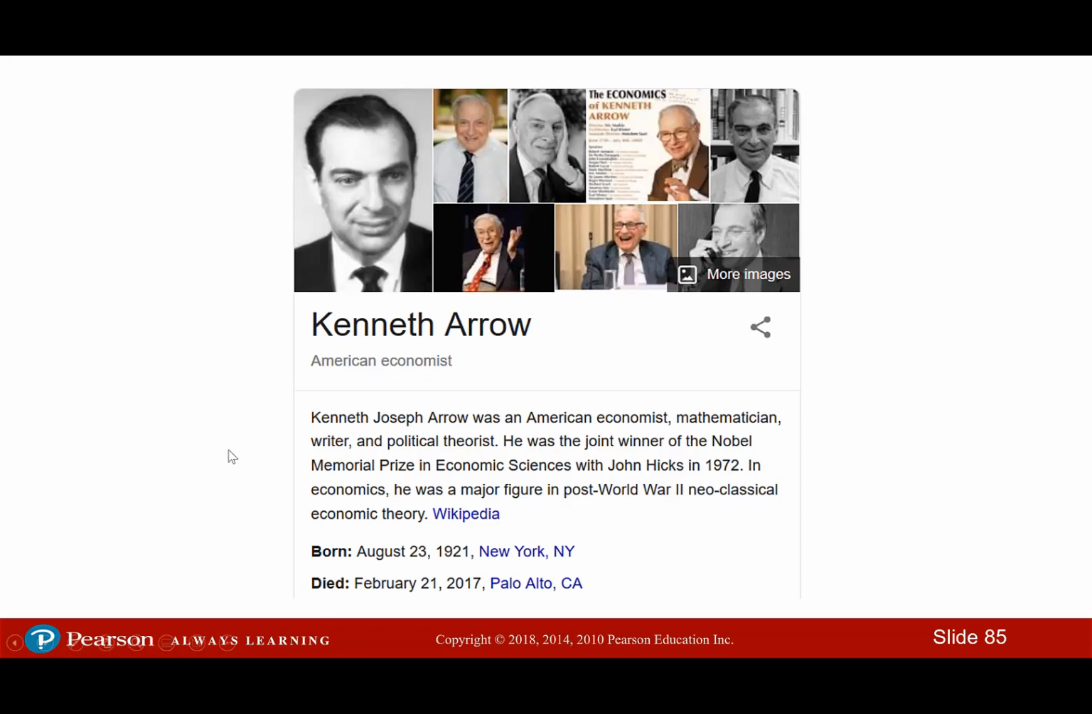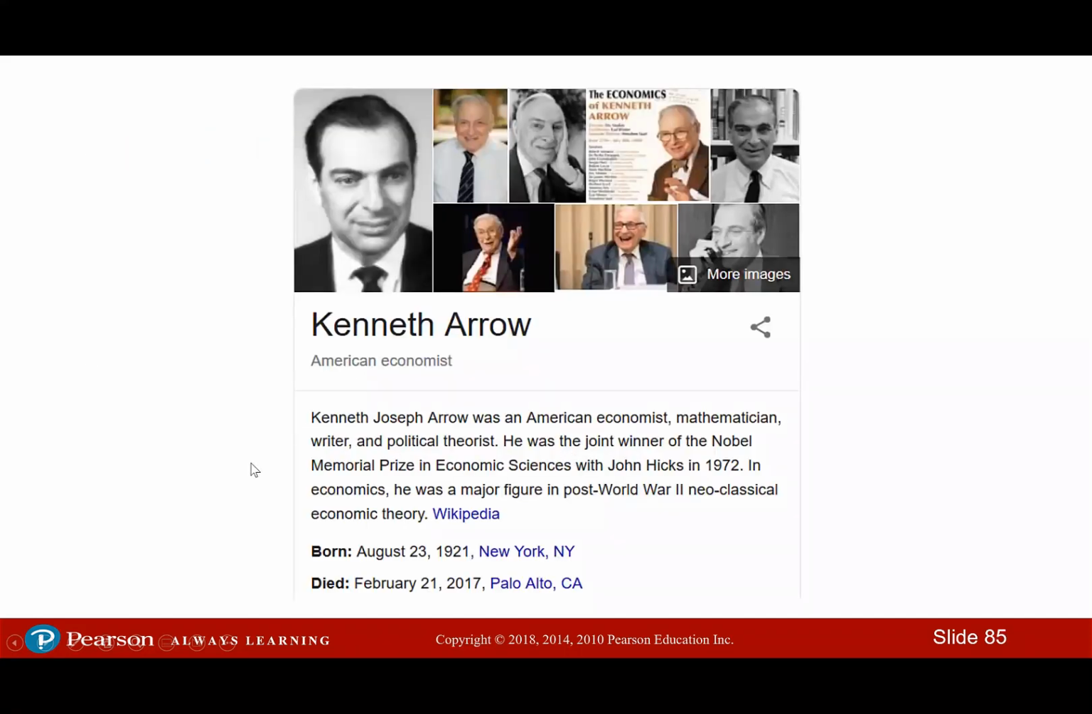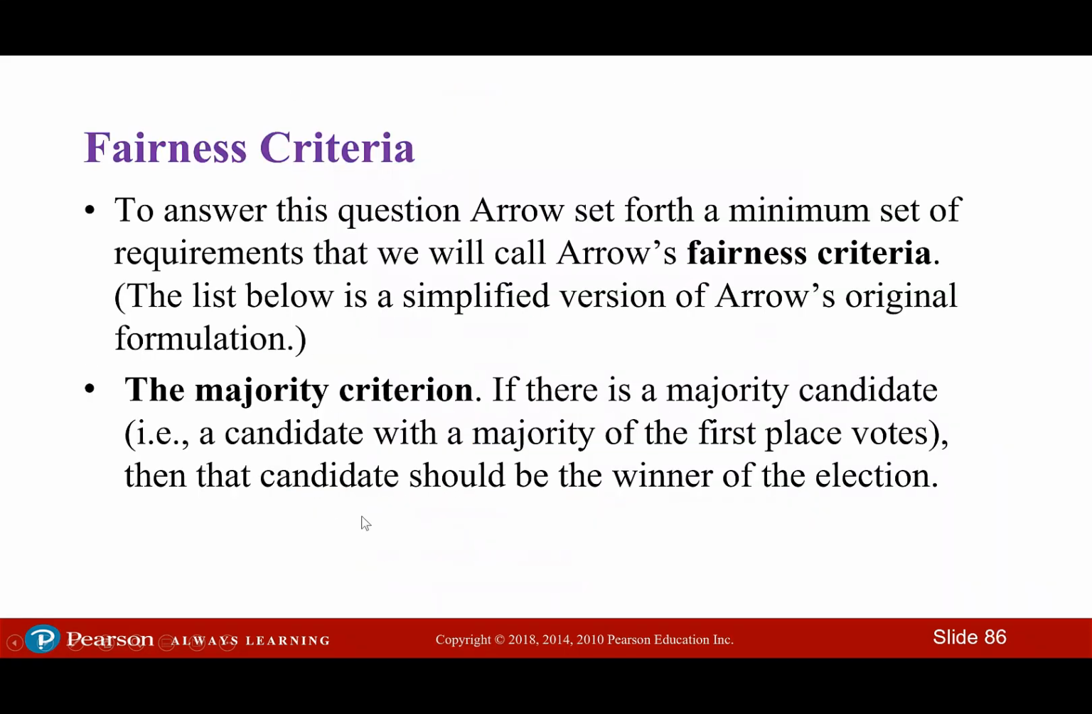But the question now becomes, what would it take for a voting system to be at least counted as at least fair? Like, hey, this is at least not destroying anything. And so let's go with it here. So to answer the question, Arrow sent forth a minimum set of requirements, and it's called the fairness criteria.